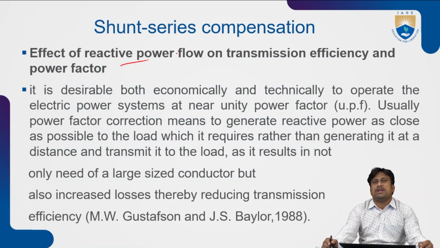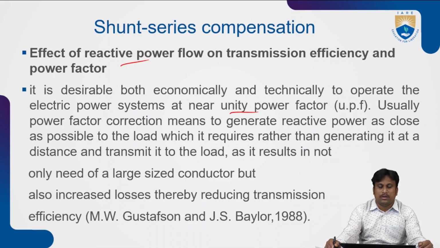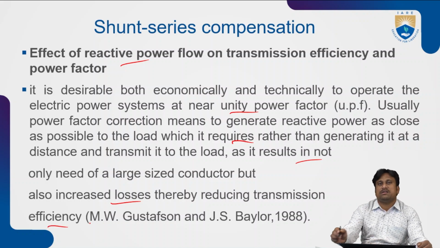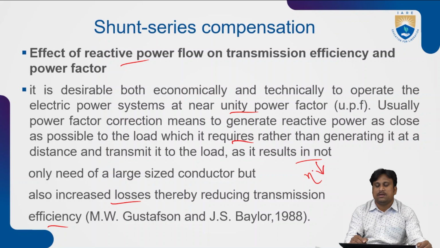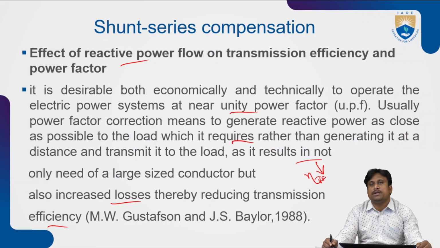So what are the effects of reactive power flow on transmission efficiency and power factor? Here it is desirable, both economically and technically, to operate electrical power systems at nearer to unity power factor. That means power factor correction is usually used to generate reactive power as close as possible to the load which requires it, rather than generating it at a distance and transmitting it to the load. Otherwise it needs large sized conductors, increases losses, and thereby reduces the transmission efficiency. Likewise, the efficiency of the transmission system may decrease.